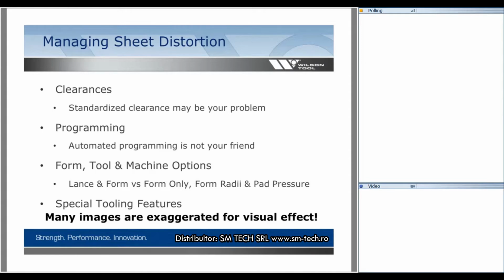Before I get too far, I'd like to point out that many of the images are exaggerated for visual effect. I would also like to point out that I view the webinar as a first step in sharing this information. Managing sheet distortion is probably the most difficult thing we can do in a punch press. So although I will share a lot with you, I'm not going to be able to get too deep in it, but there'll be enough to spark good conversation between you and me, either through the Q&A or you can contact us at a later date.